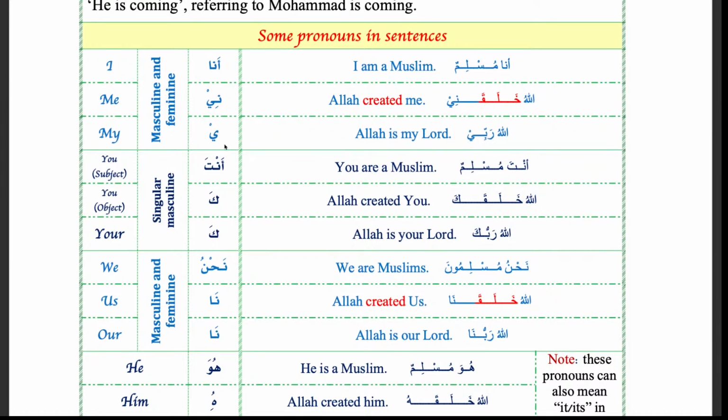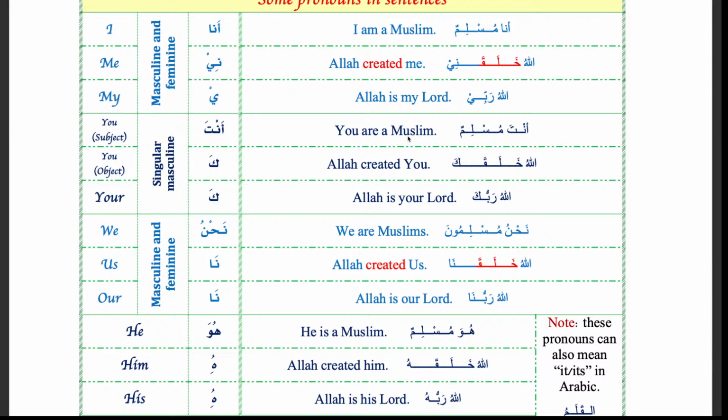So now you have you, right? You are a Muslim, anta Muslim. Allah created you. Now in English it is the same you. The word itself is the same, but in the first sentence, you are a Muslim, you is a subject, right? Subject means you are the topic, you are the one we're talking about, you're the focal point. Right? In the second one, Allah created you. You are not the subject anymore. You are the object, meaning you are the thing upon which the action was done. So it's a different you, even though the word is the same.